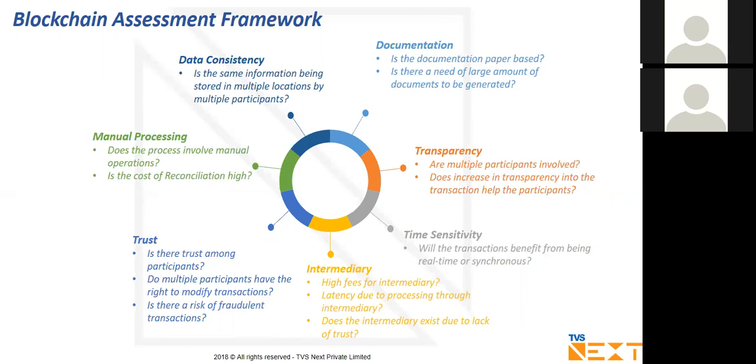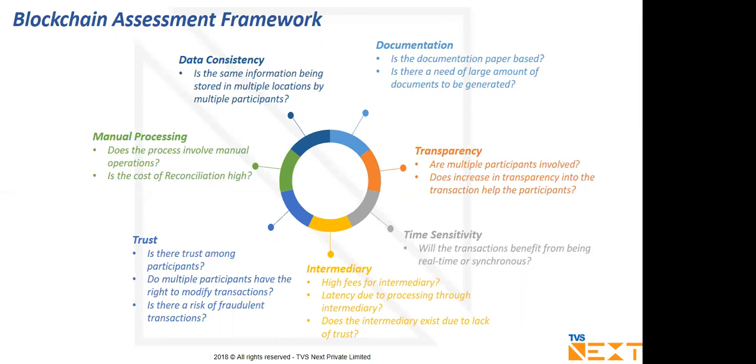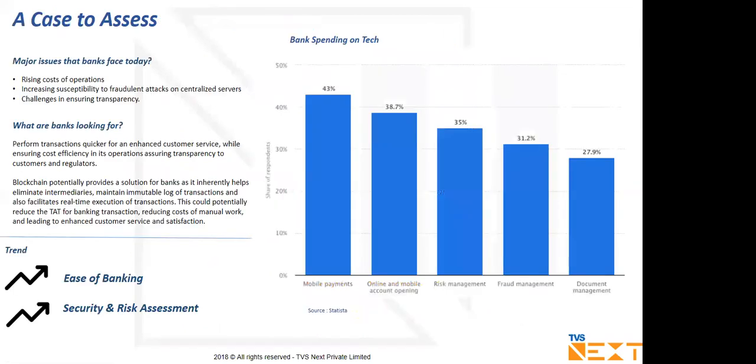And manual processing again. Is there very high manual operations, and is the cost of reconciliation very high? If it is very high, you need to look at a better solution there. So these are the broad questions that you can ask. I will take you through a couple of use cases where we can put the validity of this framework to the test, and fill it up so that we can understand it better.